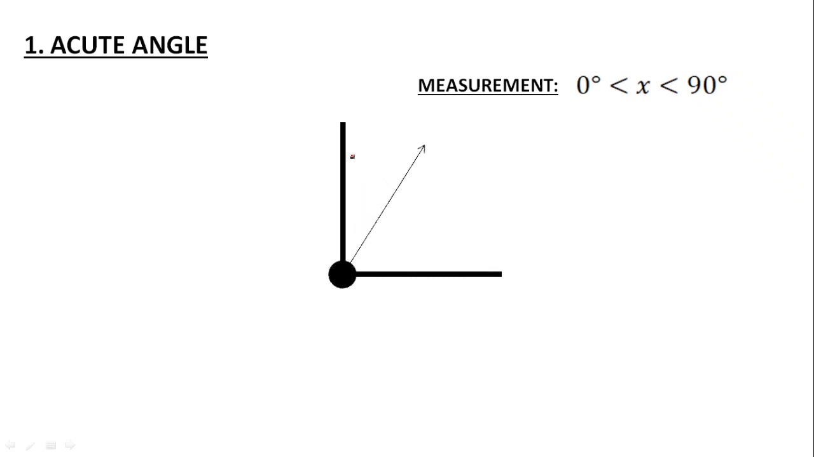So it will be something like this. It should lie in between this. Okay, 0 to 90. So this is 0 and this is 90. It should lie somewhere in between. Suppose there's a line like this, and if we get an angle like this, then this is an acute angle. So it should lie between 0 and 90.